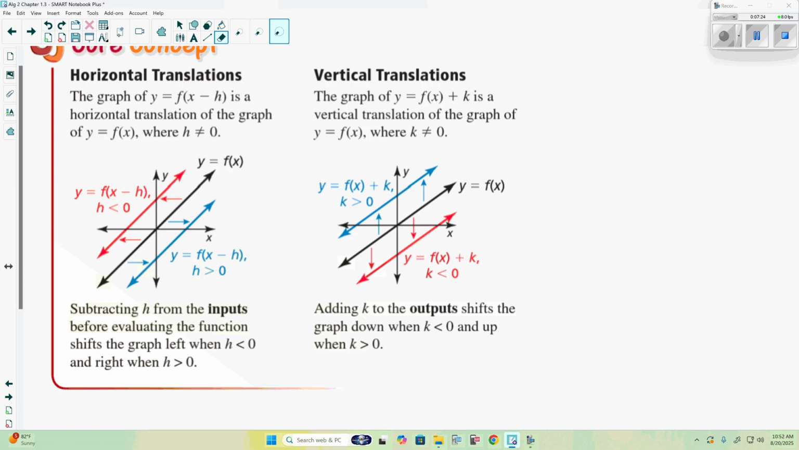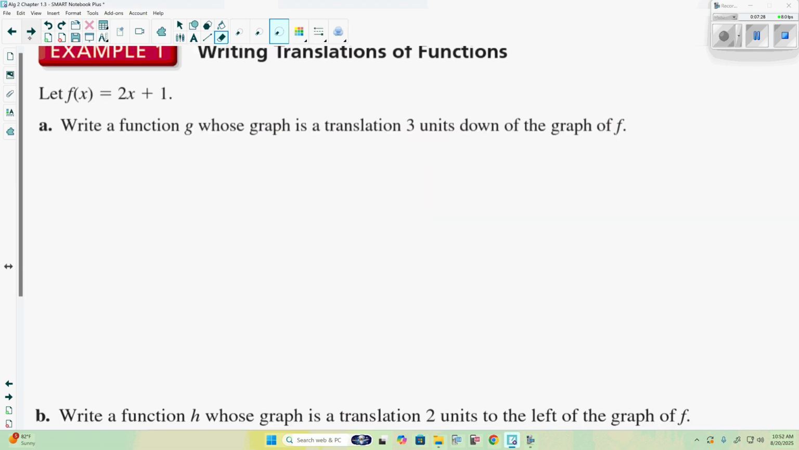Okay. Now I feel like for the most part, seeing and talking about the definition goes only so far. I think it's better to actually apply it and see how these work. For these first few, we're going to talk about the function f of x equals 2x plus 1. We're looking at f of x equals 2x plus 1, and we want to apply these transformations to it. So we want to write a function g. So we're saying g of x.